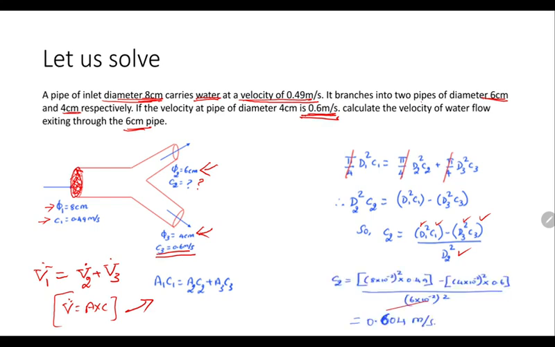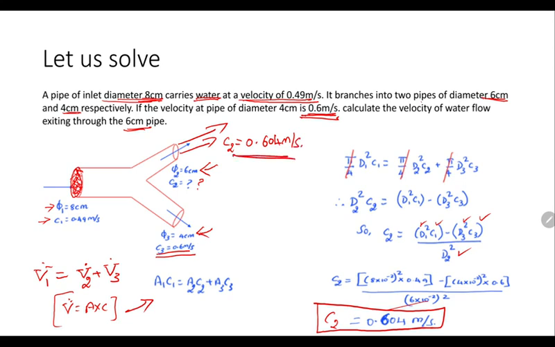Now substitute them, and I get the answer C2 to be 0.604 meters per second. Water will come out of this particular pipe with a velocity of 0.604 meters per second. This is what it means. Did you all get the same answer if you had paused the video and tried it out on your own? If so, well done.